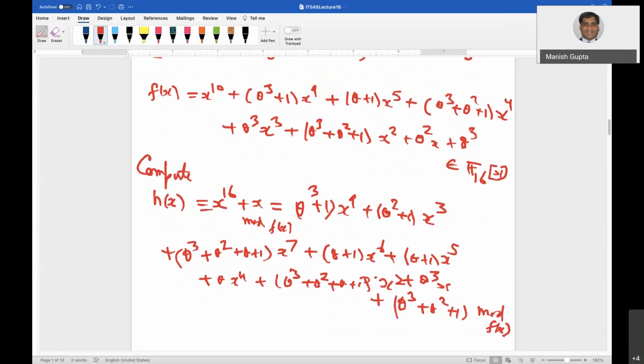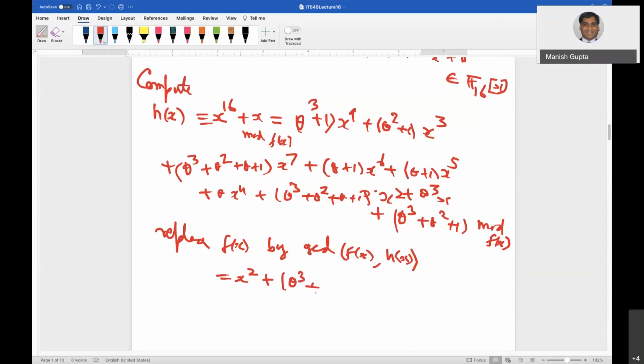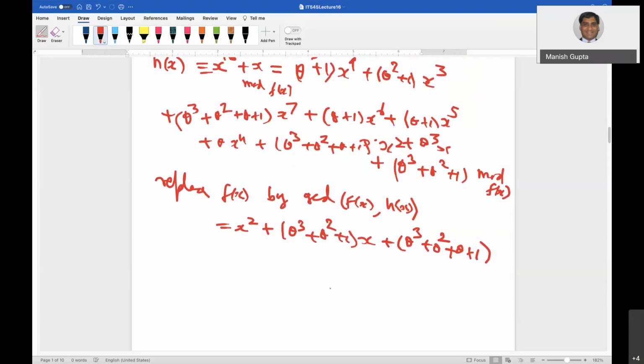We reduce it modulo f(x) and look at the remainder. So now replace f(x) by this new polynomial, which is the GCD of f(x) and h(x). And this turns out to be x² + (θ³+θ²+1)x + (θ³+θ²+θ+1). Okay, so now we need to factor this.